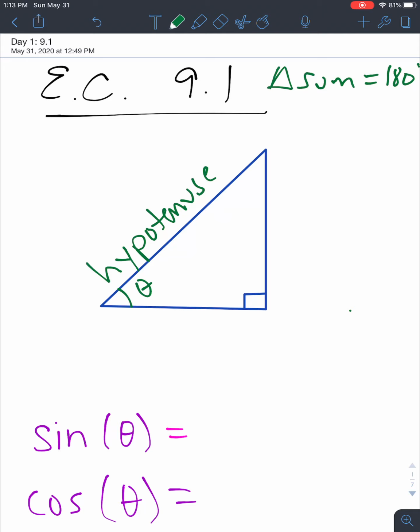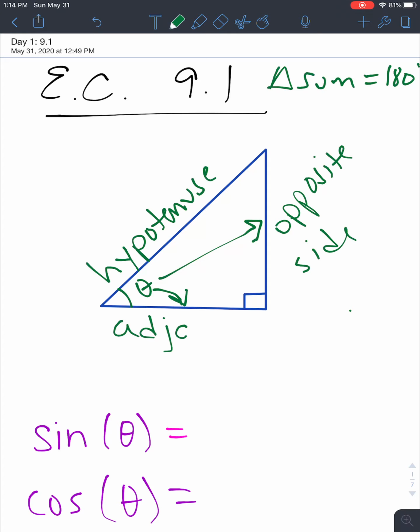For the side length that's on the opposite side of theta, we call that the opposite side. I know, very intuitive. And the side length that's right alongside theta, we call the adjacent side.